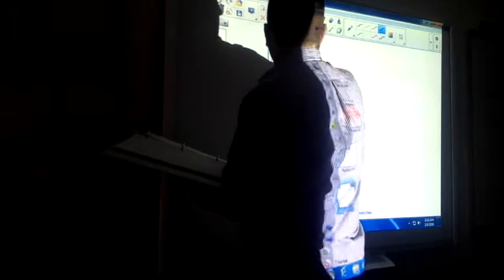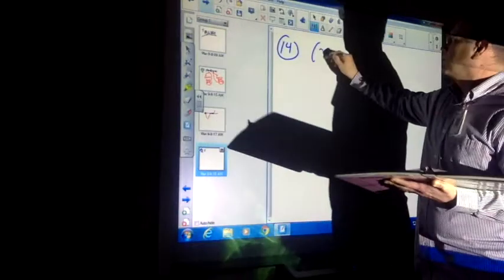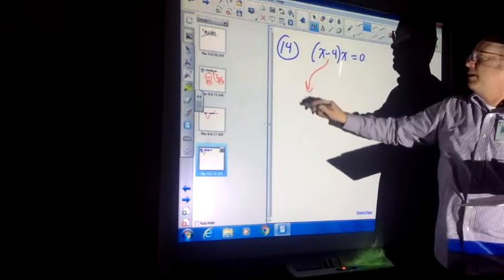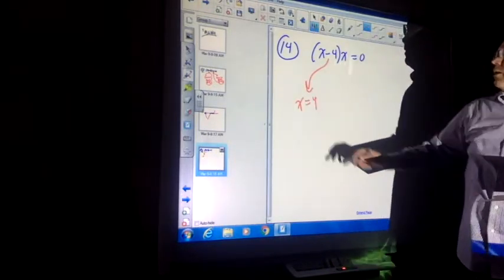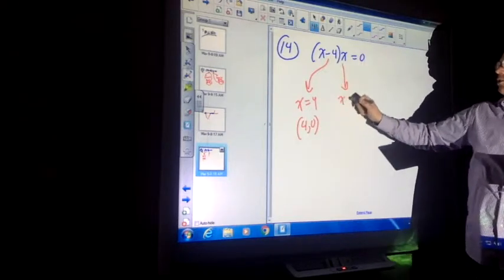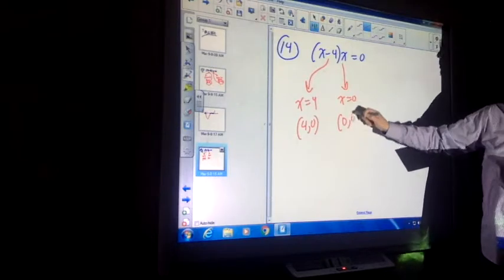Let's see. Use the zero product property to solve the equation. So let's just look at each of these. Number 14, I have x minus 4 and x, and it's equal to 0. So this means that if x is equal to 4, that would yield me the point 4 comma 0. Or if x is equal to 0, that would yield me the point 0 comma 0. That's how those solutions work. Okay? If you list it as a point, you have the understanding that the solution is where it's crossing the x-axis.